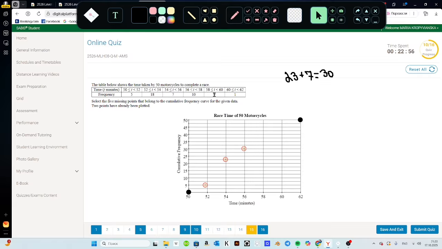Now, we add to 30, 10, so that gets us 40. Between 56 and 58, so that's going to be something around over here. And then the last one, we add 9, so 49, which brings us between 60 and 62, and that's going to be over here.